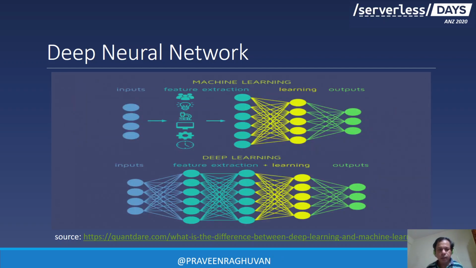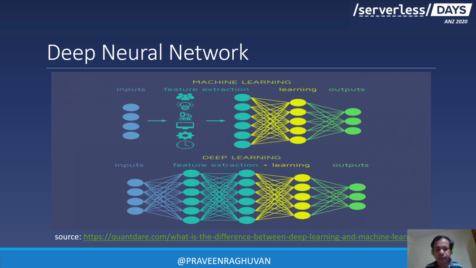Now coming to the difference between machine learning and deep learning, I already told that some of the tasks are carried out manually, whereas in deep learning everything gets automated.